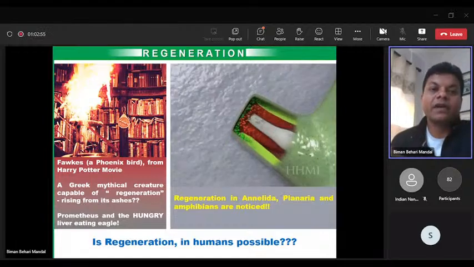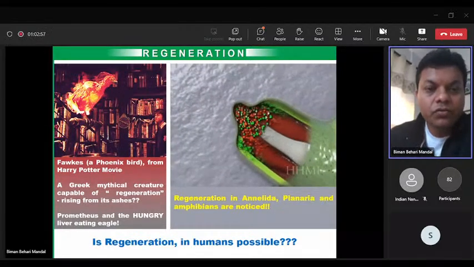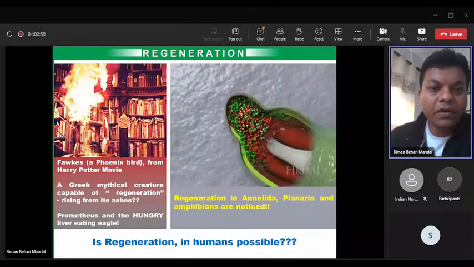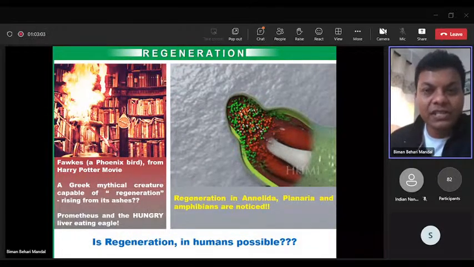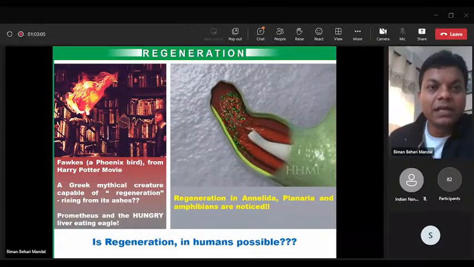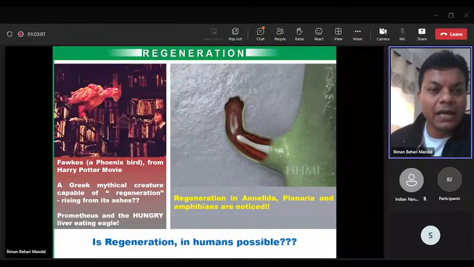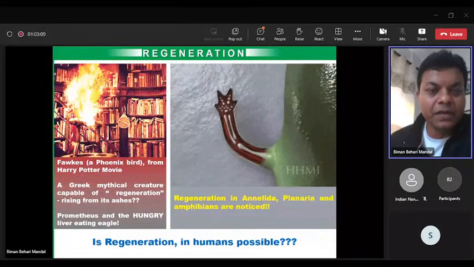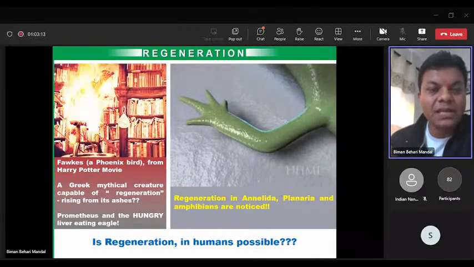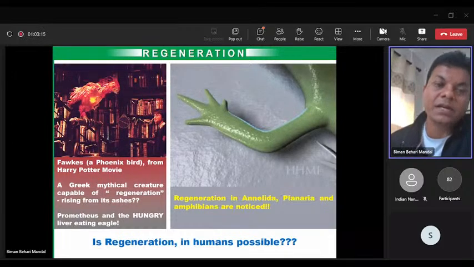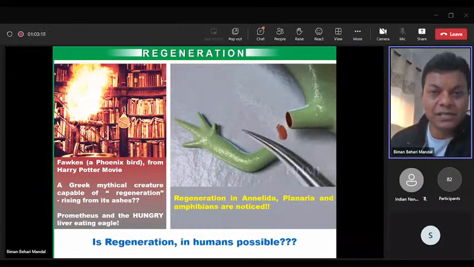Particularly, we have all read about the Harry Potter movie, where there is a saying, rising from the ashes. What they talk about is that even a single speck of ash of the bird phoenix allows it to rise. And that is exactly what is possible in humans as well, and that is what we look at in terms of using stem cells.